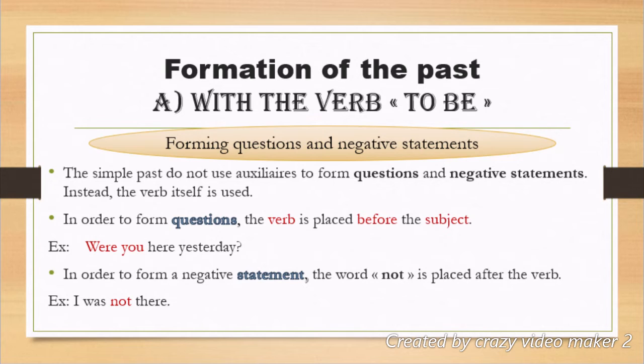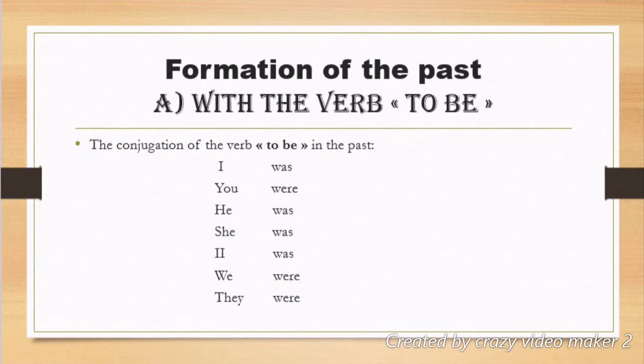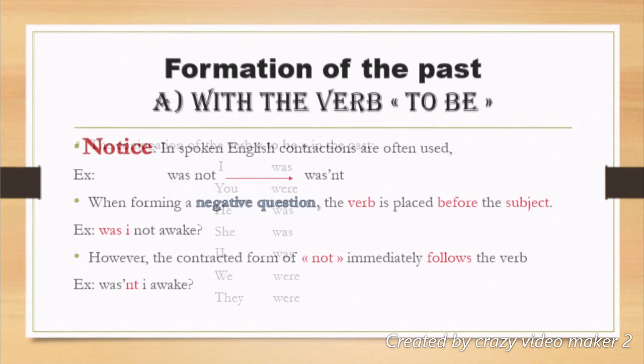In order to form negative statements now, the word not is placed after the verb. So, for example, I was not there. We started with the subject, the verb, and then after the verb, we put not. This is just to make clear how the verb to be is conjugated in the past. I was, you were, he was, she was, it was, we were, and they were.